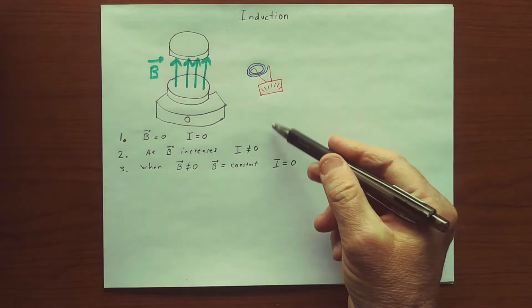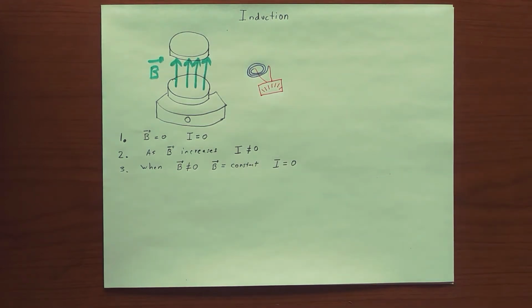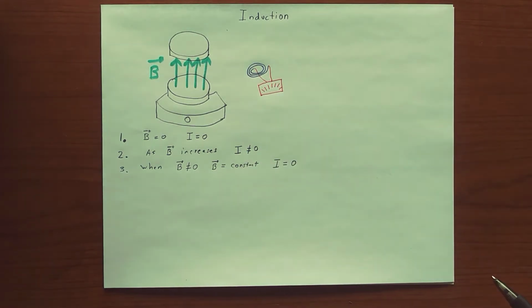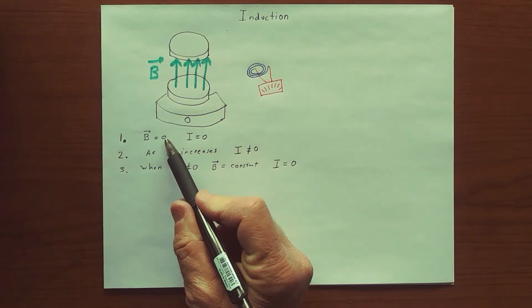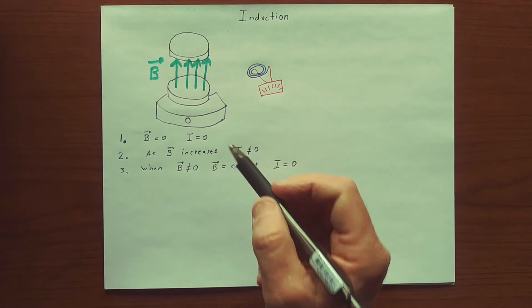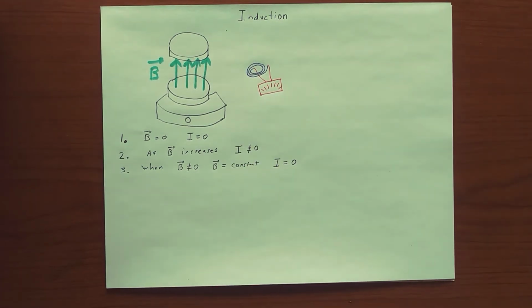So notice that 1 and 3 are similar. So we have 0 current through the blue coil in cases where the magnetic field is 0 and in cases where the magnetic field is not 0. But the key common factor there is that the magnetic field is not changing.